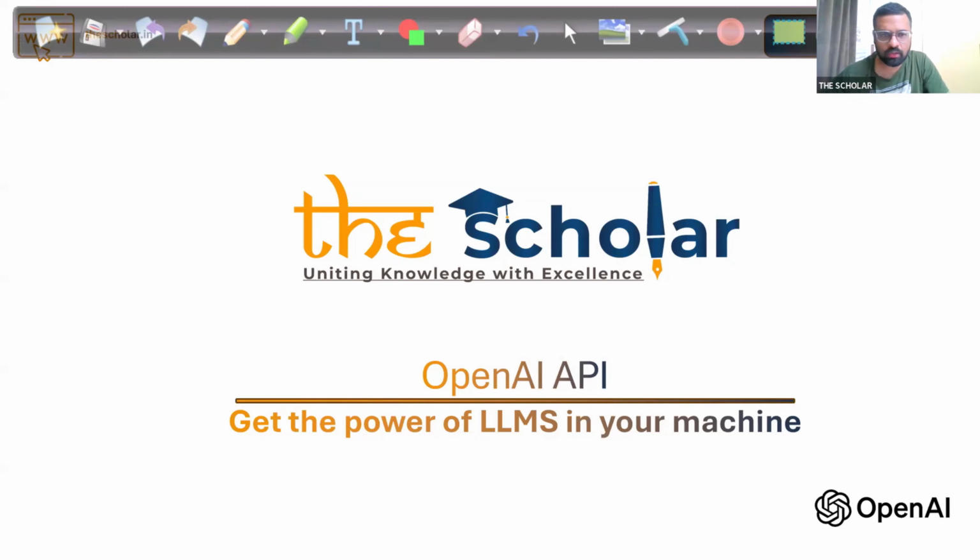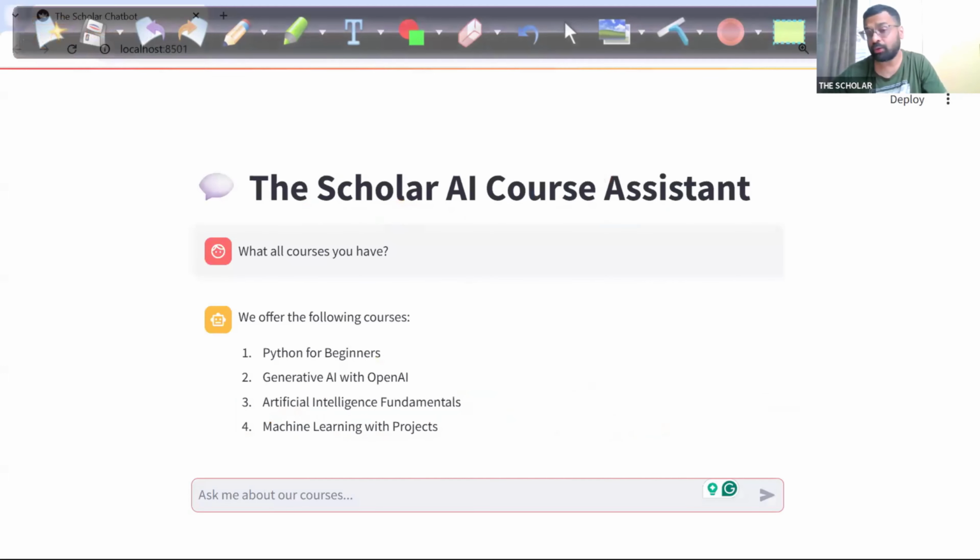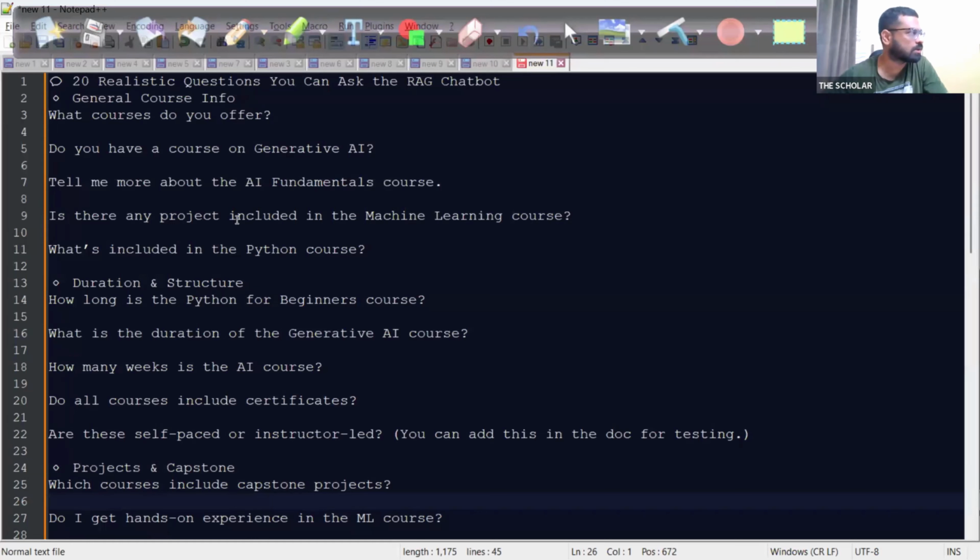So what are we going to work on today, or what are we going to see today? Here you can see that I have created one chatbot, which is basically on some dummy data. Let's assume that we have a company, The Scholar, which is into edtech, and it has certain courses, and we just wanted to get certain details about that. So this is the basic chatbot which we have created here. If you ask any random question here, it will respond. I have put certain questions out here.